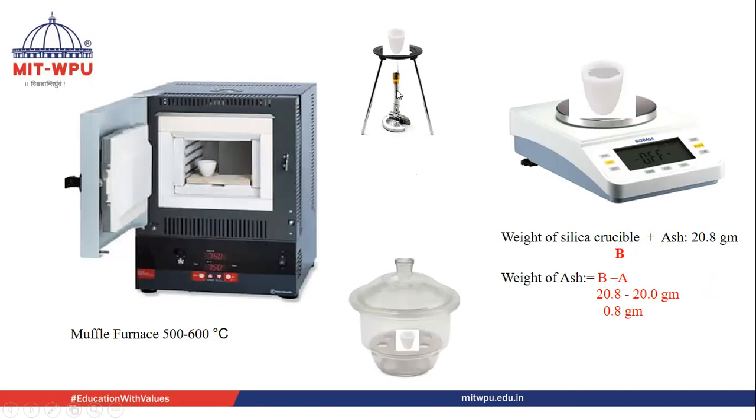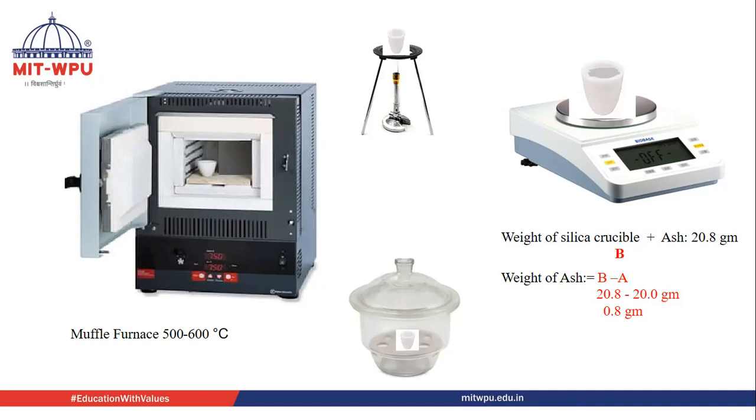So here tripod stand burner is there. In the muffle furnace, I'll be keeping at 500 to 600 degrees Celsius for 2 to 3 hours. After 2 to 3 hours, I will see that the complete conversion has happened. If it is not converted completely, again I will heat it for some time. And when the white or gray end product is formed, I will remove it and I will keep it in the desiccator for cooling.